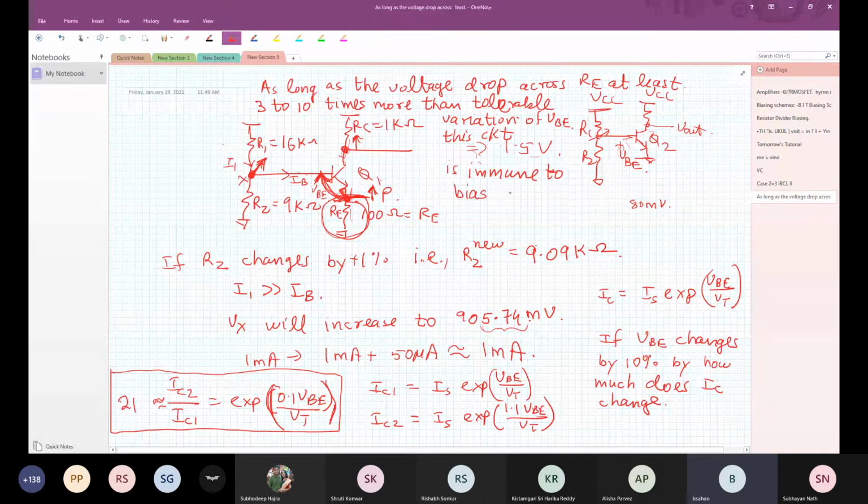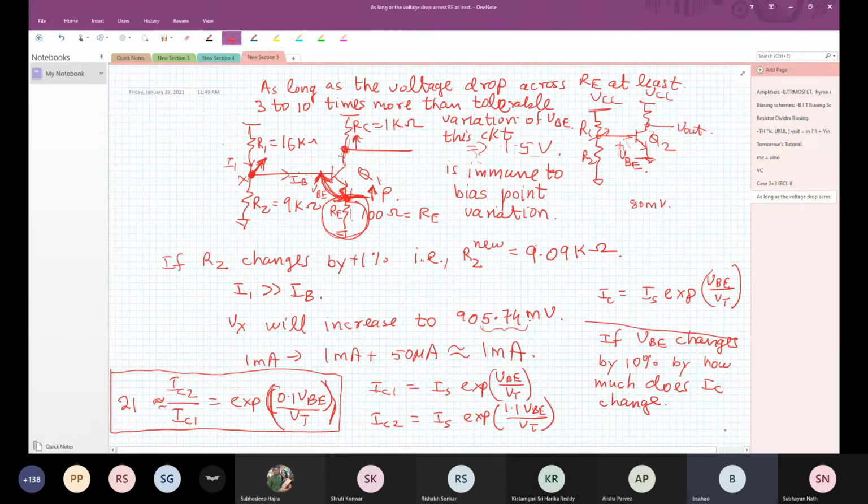Bias point variation. Is this statement clear? So now let us try to take some numbers. Let us say we define a tolerable variation of VBE as 10%, because certainly more than 10% is a huge variation. You can see that with 10%, the IC changes by 21 times. If it is a little more, it changes further. So 10% variation is a tolerable variation in the VBE that we can tolerate.